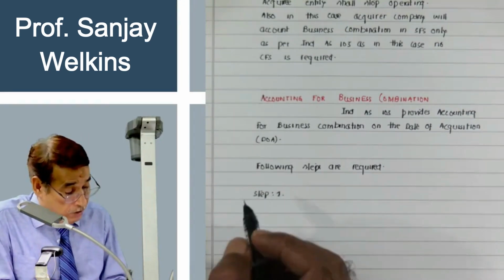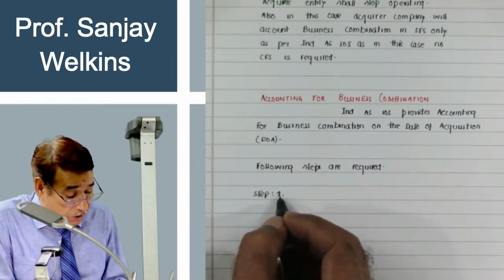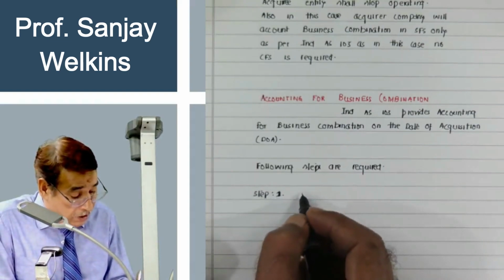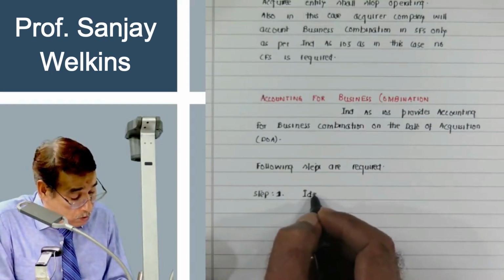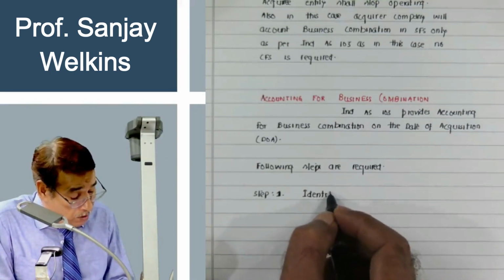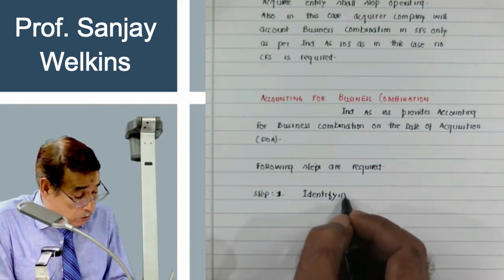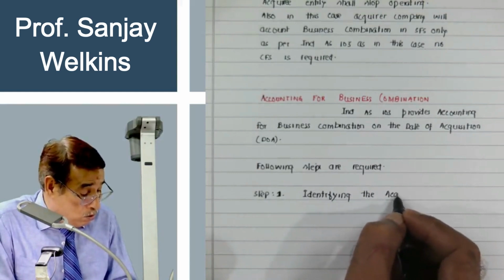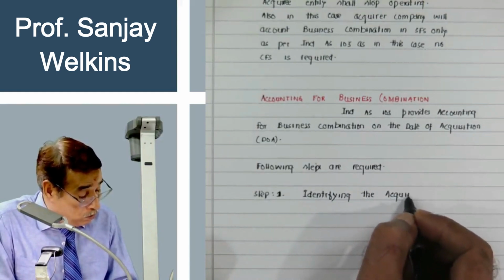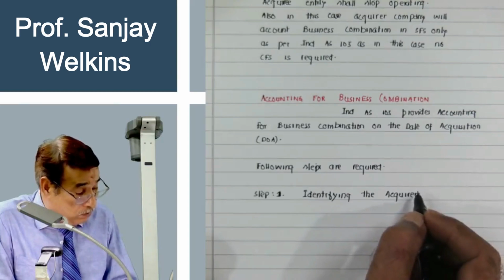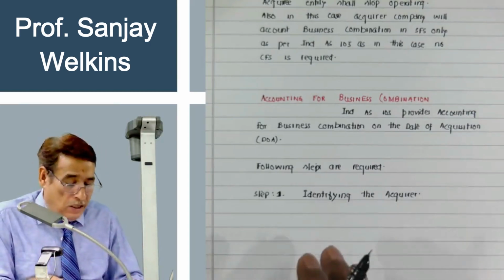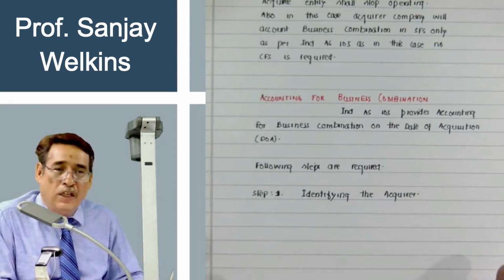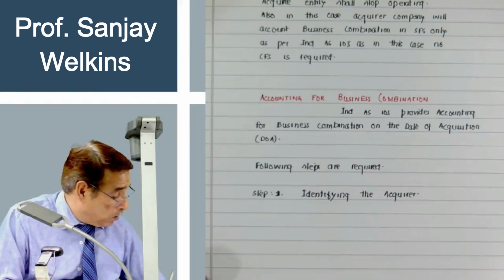identifying the acquirer company. Now you may wonder why this step has been laid out by this particular standard. Identifying the acquirer. Quite obviously, the acquirer company is the one which obtains the control of the other entity, no doubt about it. And generally, let me actually make it like this.